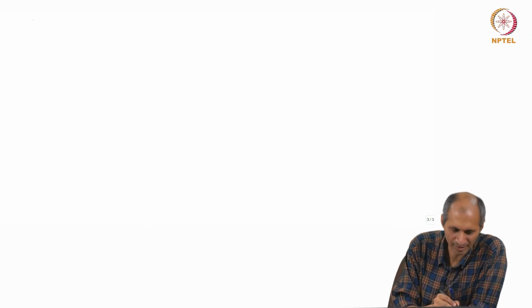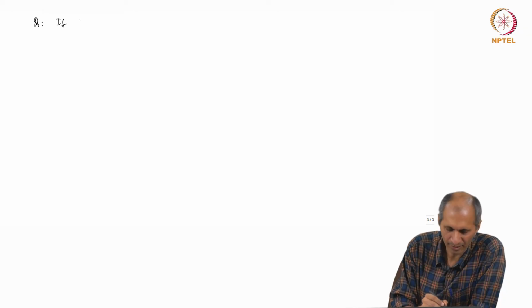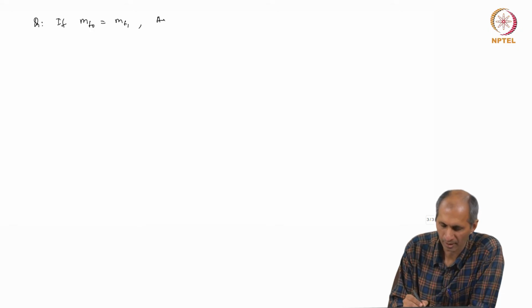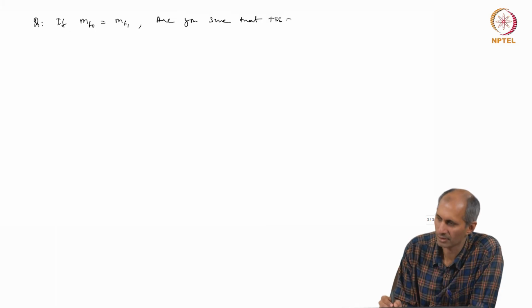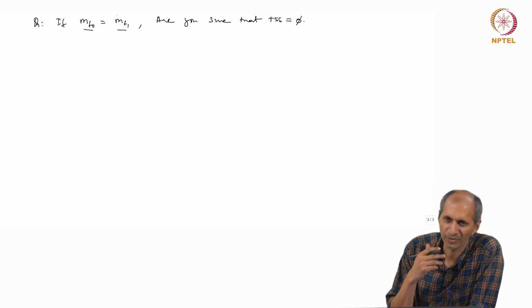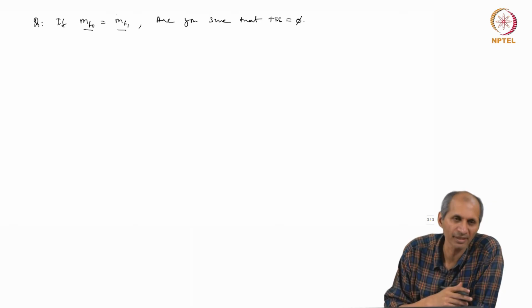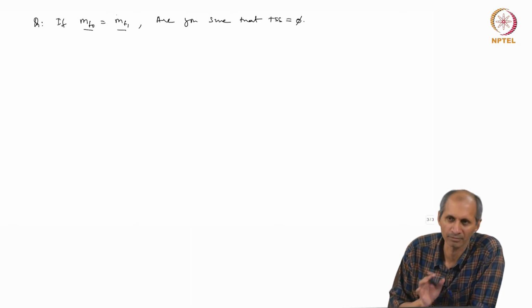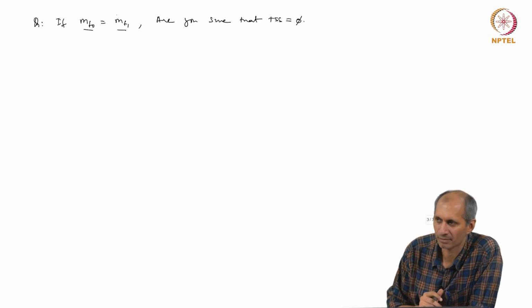What do you know about balances? This has to do with the weighing balance. The question that we are posing is, if MF0 is the same as MF1, are you sure that TSS is 0? With MF0 and MF1 being equal, it means there is no change in weight that is registered. That is the true statement. What does that mean?